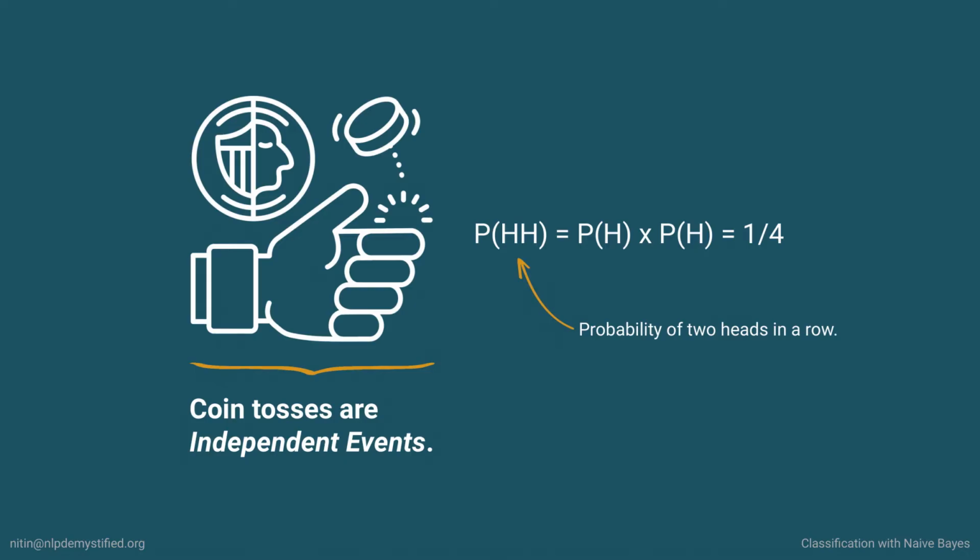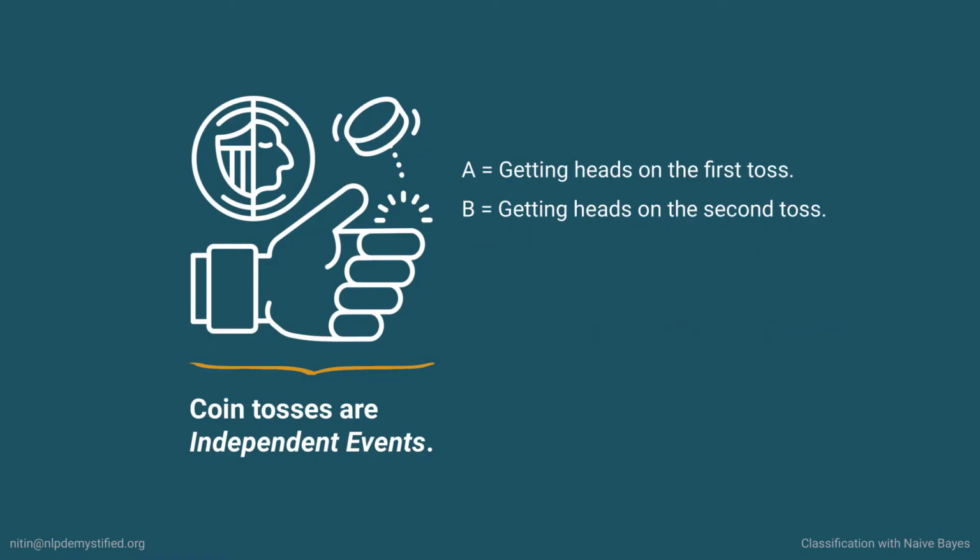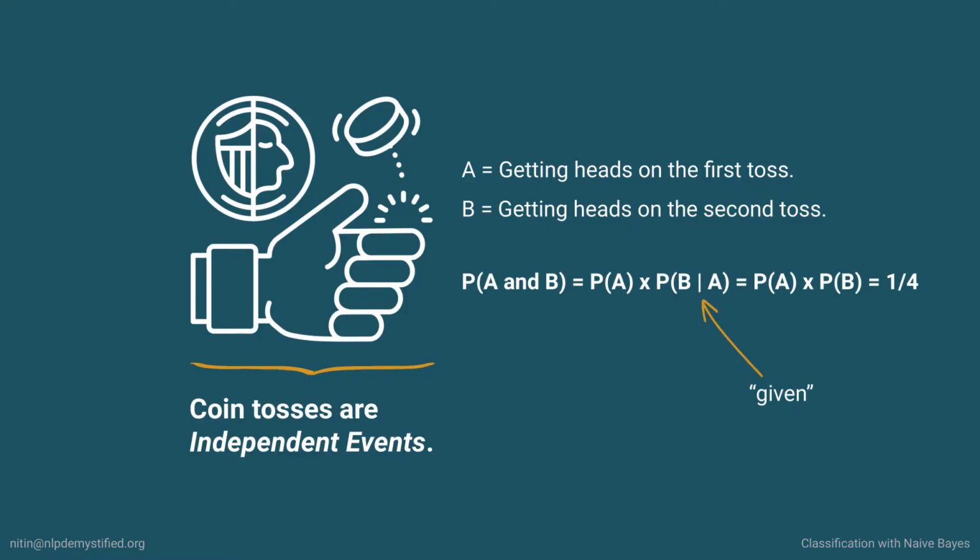So if we want to know the probability of getting 2 heads in a row, we multiply the probability of getting heads on the first toss by the probability of getting heads on the second toss, which gives us 1/4. Another way of looking at it is this. Let's say A is the event that we get a heads on the first toss, and B is the event of getting a heads on the second toss. And we want to know again the probability of getting 2 heads in a row. We can write this down as the probability of A times the probability of B given that A happened. In this case, since the events are independent, the probability of B given A is the same as the probability of B alone, which is 1/2. Multiplying them together, we get the same answer of 1/4.